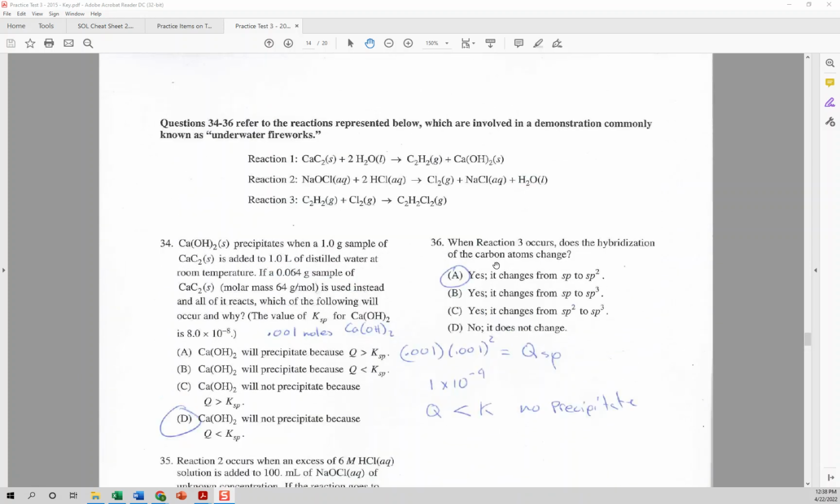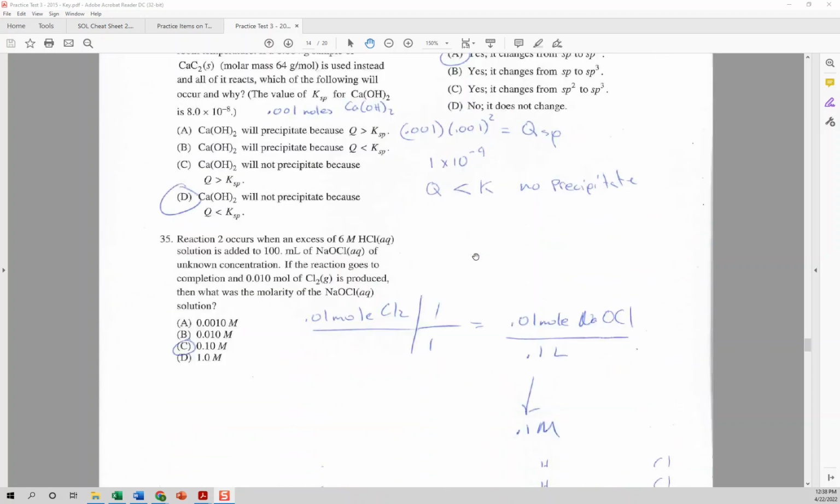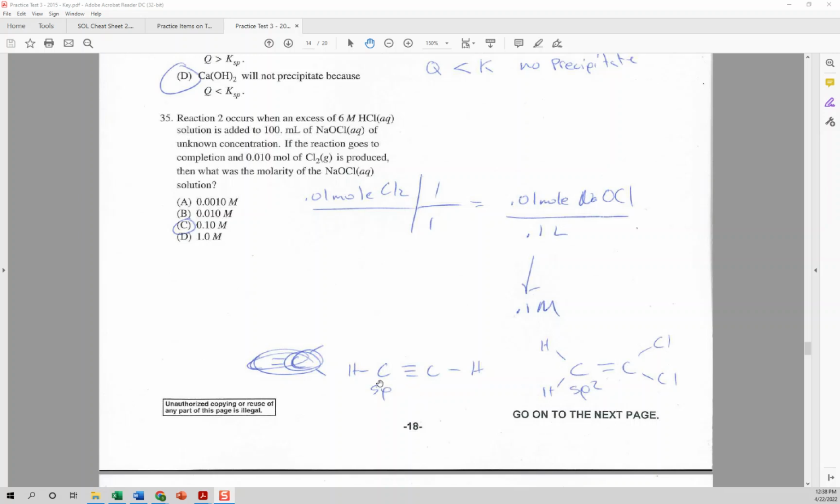And then number 36 is just asking us to look at this and what happens to the hybridization of carbon from C2H2 to C2H2Cl2. So you might want to draw out the dot structures. Here's C2H2, and here's C2H2Cl2. Now, it doesn't matter if you draw the chlorines on the same side, or on opposite sides, or if you draw the cis versus the trans.